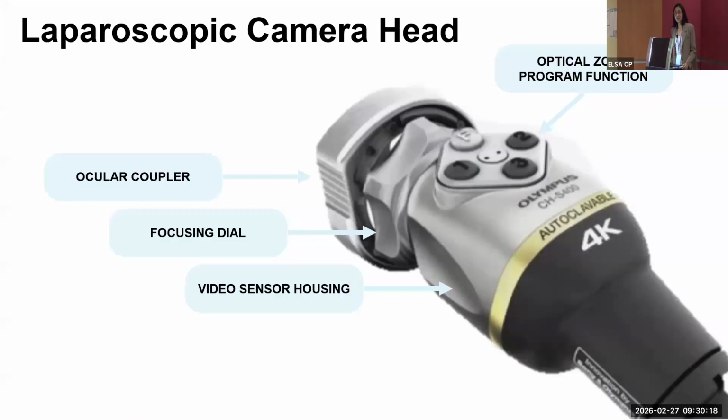So here is the camera head. So this is where we connect the telescope, and this is what connects to the processor and the module. So here we have the ocular coupler. This is where we connect the telescope. The focusing dial is where we focus our images to make them clearer. And the optical zoom is on top. There's also fine adjustment of the focus in that area.